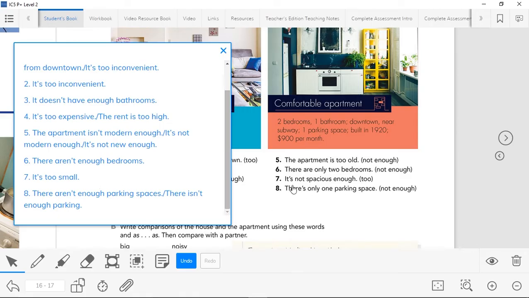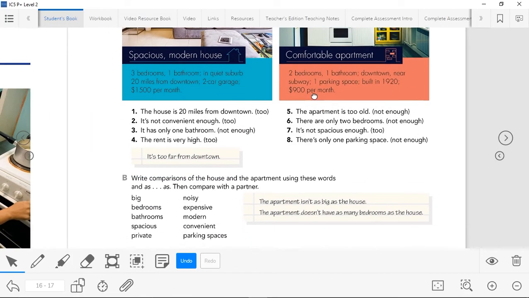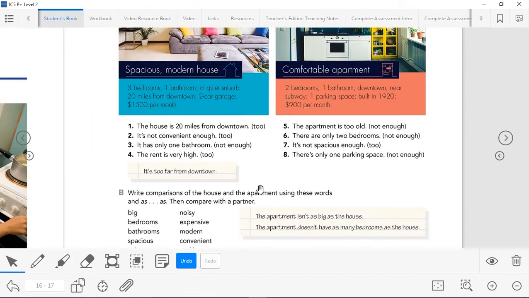Okay? Number 7, it's not spacious enough. With too, it's too small. There's only 1 parking space. With not enough, there aren't enough parking spaces, or there isn't enough parking. Very good. These were evaluations.